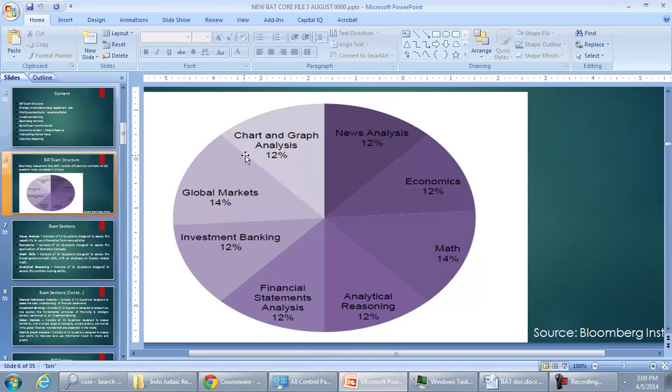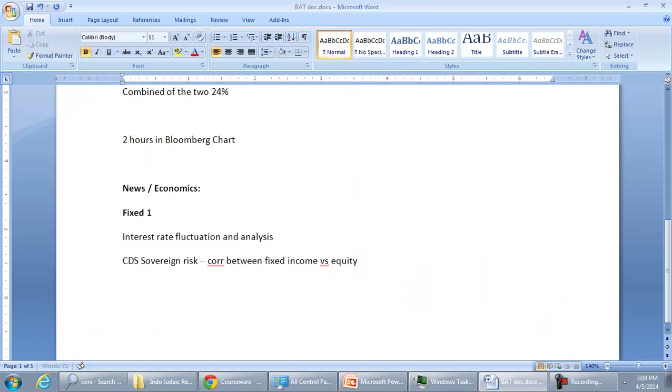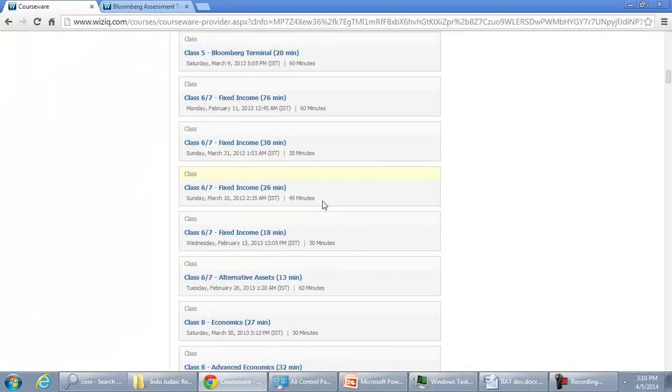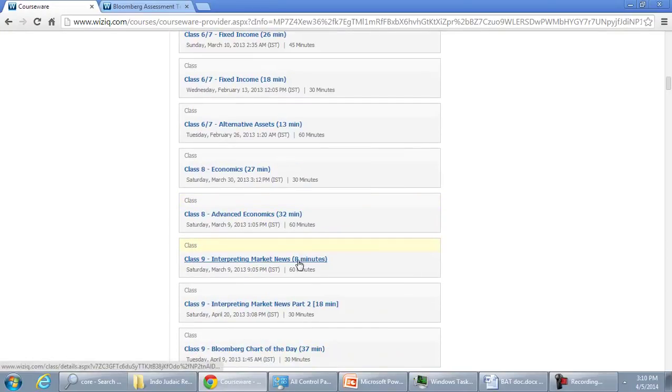So fixed income would come somewhere between news analysis and equity market, but again it would be like 30 to 40% of this 24%. So if you look at fixed income, you should get around 10% of the questions in fixed income. So just make sure you don't utilize more than 10% here. If you don't understand fixed income, you can just skip it. These lectures would be good enough. If you want another retake, just let me know.